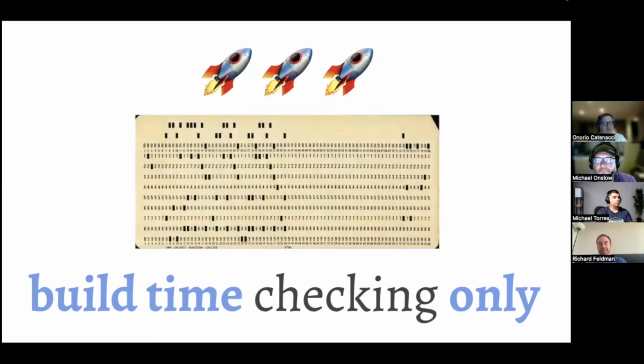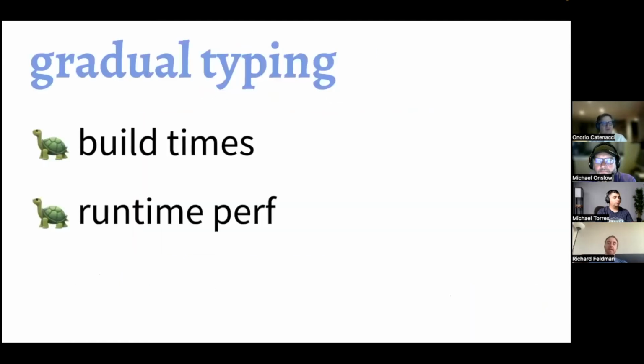Okay. So why do people do build time checking only from a performance perspective? Yeah, because that's the way to at least asymptotically approach the speed of machine code, within the limitations of what your type checker is capable of actually checking.